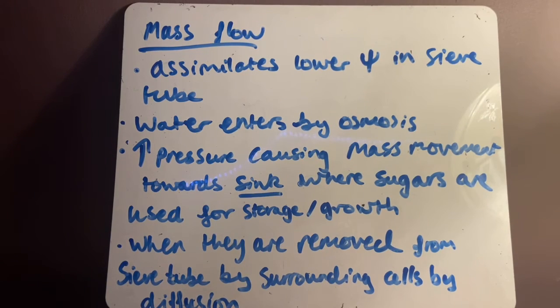Continuing from this, assimilates lower the water potential in the sieve tube, so water enters by osmosis, causing the pressure to rise, which causes mass movement towards the sink, where the sugars are used for storage or growth when they are removed from the sieve tube by surrounding cells by diffusion.